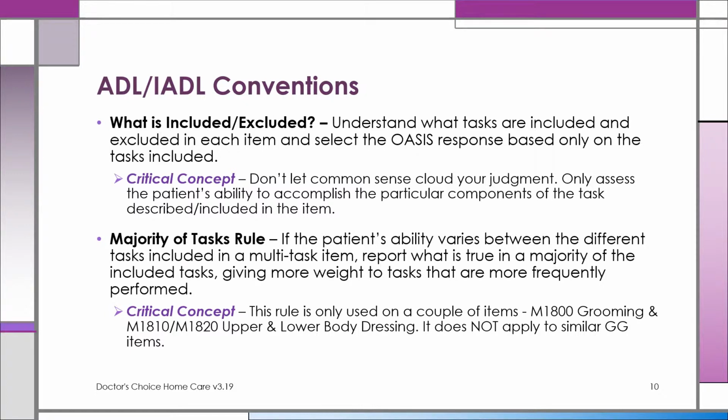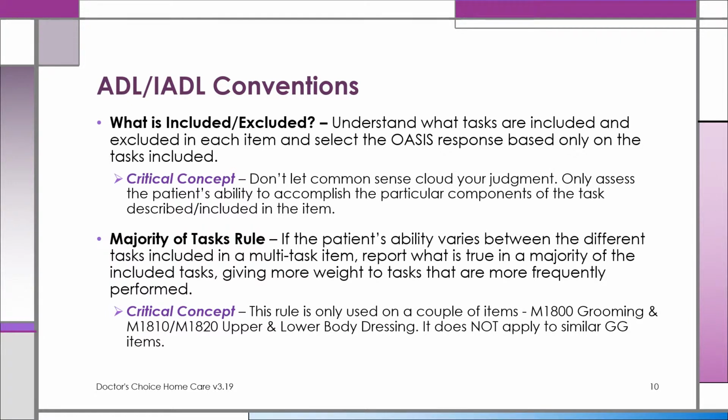Continuing with ADLs and IADL conventions, what is included or excluded? Only look at those items that are included in that 1800 or that functional scoring. So for example, grooming does not include hair washing, neither does bathing. So you're not going to consider that as part of that item. Make sure you apply the majority of the task rule: if it varies between different tasks, you're going to look at the majority of those tasks the person is performing. So for example, if they're buttoning their shirt very infrequently, but are putting a shirt on over their head, grabbing it out of the drawer, that's the majority of the time. You're going to look at those types of tasks more, since that is what the person is doing the majority of the time.